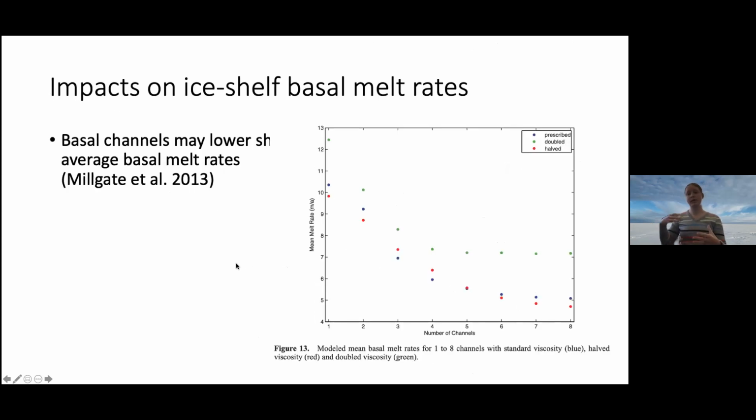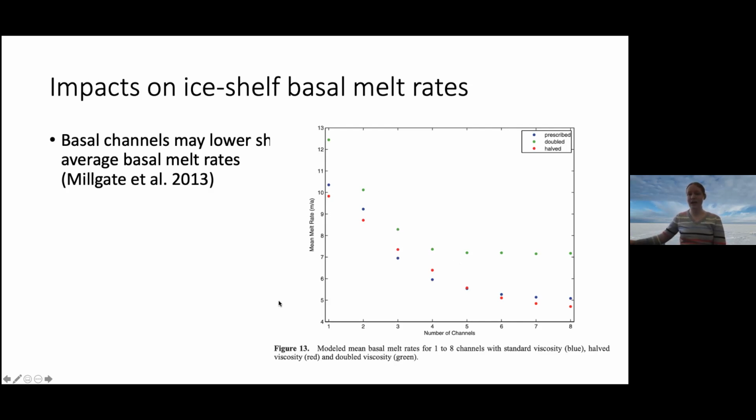The relationship between the channels themselves, the melt in the channels, and the overall average basal melt rates is also very interesting. This is a 2013 paper, Millgate et al., which looked at putting channels into a modeled ice shelf and asking how the overall basal melt rate changed on those ice shelves with those channels added. They did a bunch of other things in the paper too. But this was an interesting figure, which basically said they had some different parameters in here that they changed. But basically what it said is that the more channels you have on the ice shelf, in general, you end up with a lower basal melt rate if you have lots of basal channels.